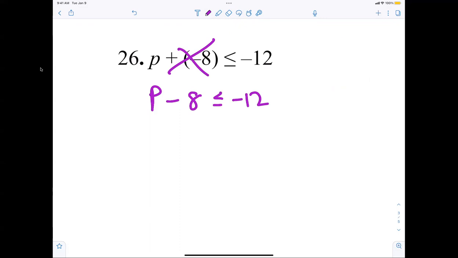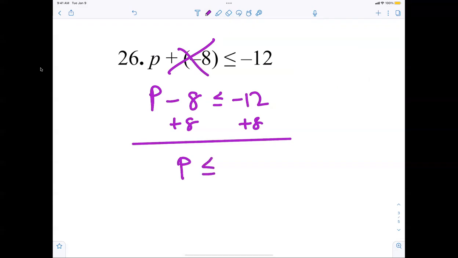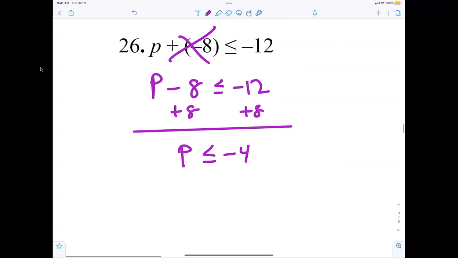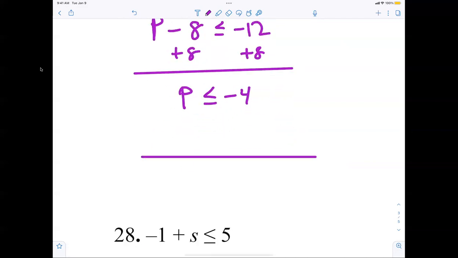So now what do I do? Add 8 on both sides, and then that would be P is less than or equal to -4. That is correct. So now what? On the number line, you put a closed circle on -4, going in which direction? Left. Perfect.